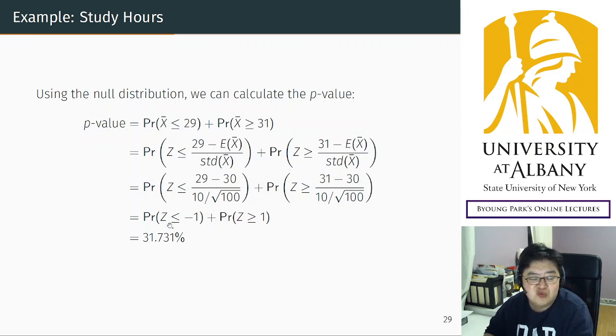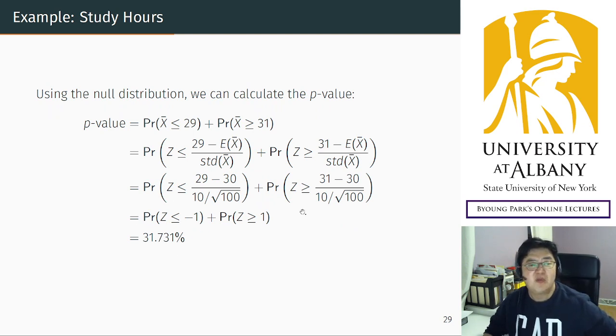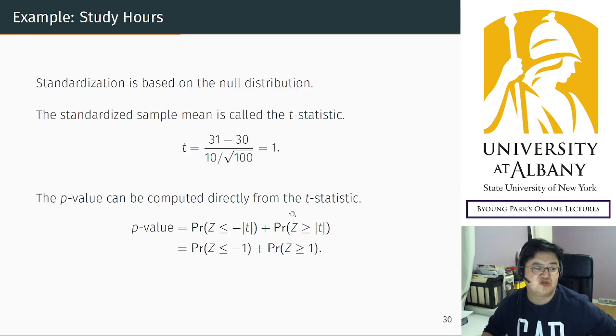In the end, you have the probability that z is smaller than -1 or greater than 1, and you can calculate these probabilities from a standard normal calculator. Z is a standard normal distribution, so you can calculate them using any calculator, Excel, or any program. So this is the p-value.